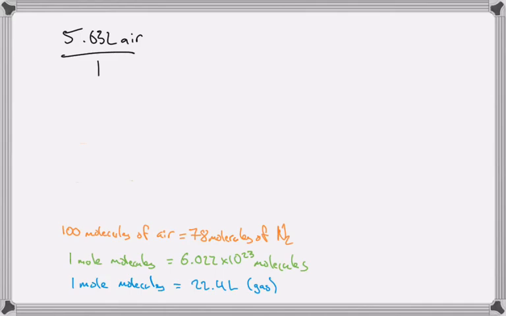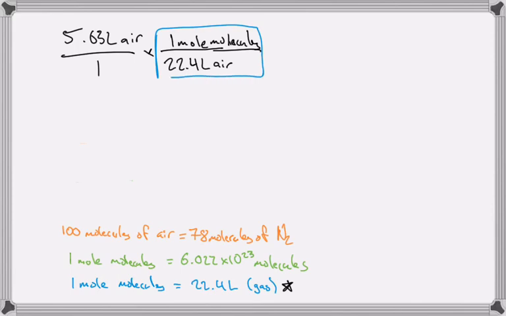So our first step is we need to figure out how to convert liters of air to another unit. And the one that stands out is that we have liters of any gas. So we know that if we have 22.4 liters of our gas, which we're going to say is air, that is the same as 1 mole of molecules. So this is our blue conversion factor here. We took this and wrote it out as a conversion factor.